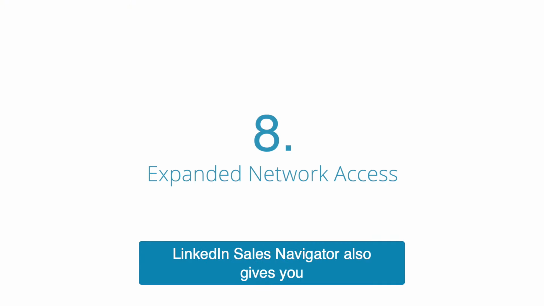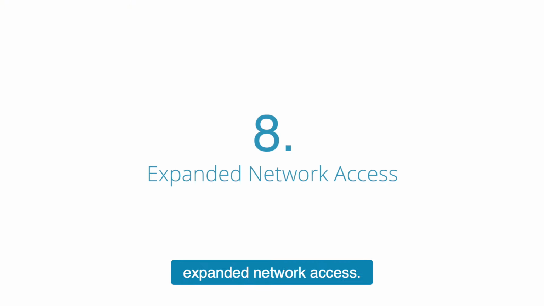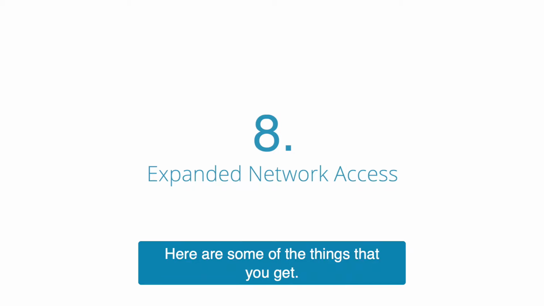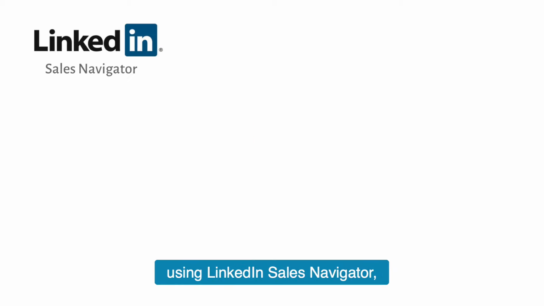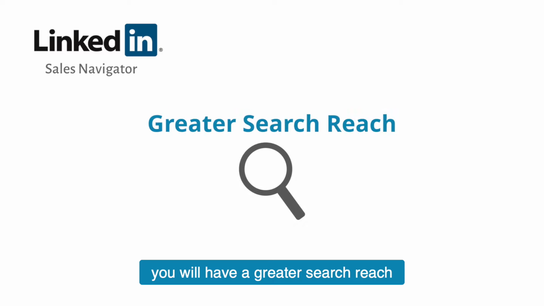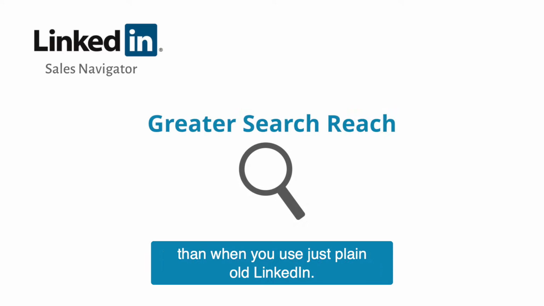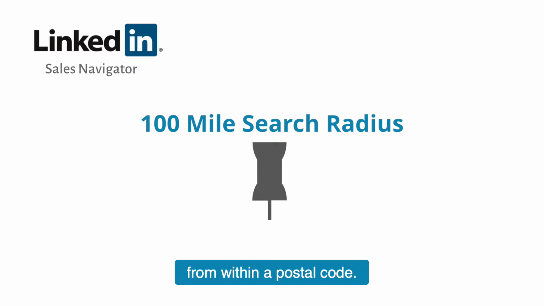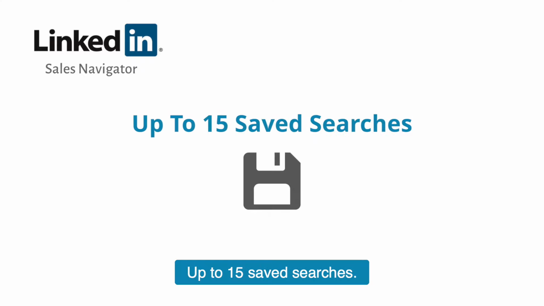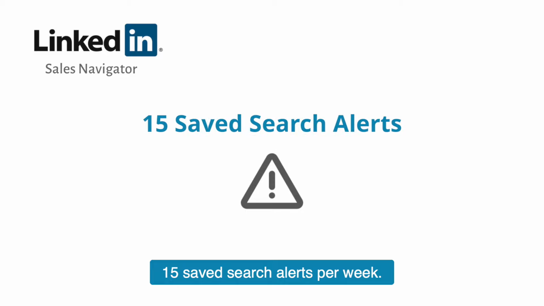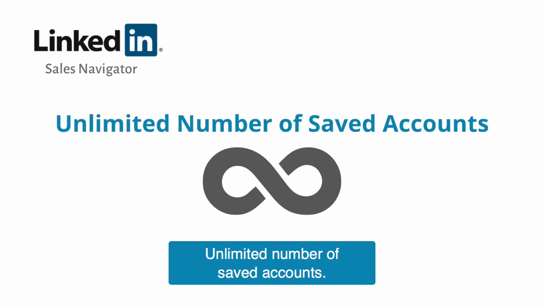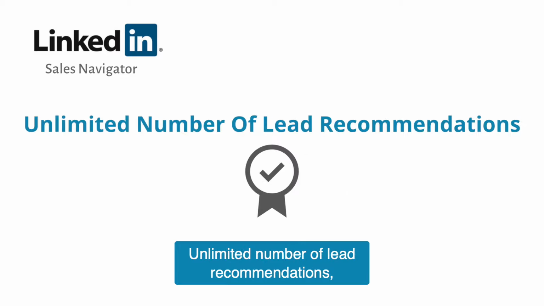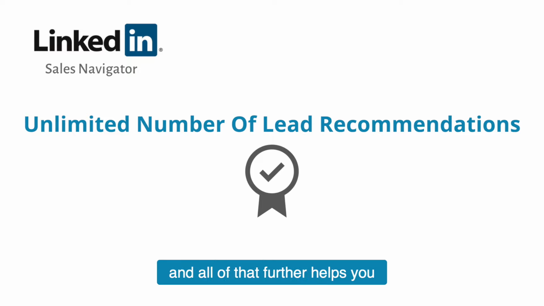LinkedIn Sales Navigator also gives you expanded network access. Here are some of the things that you get. When you search for prospects using LinkedIn Sales Navigator, you'll have a greater search reach than when you use just plain old LinkedIn. You'll have a 100-mile search radius from within a postal code, up to 15 saved searches, 15 saved search alerts per week, unlimited number of saved accounts, unlimited number of lead recommendations, and all of that further helps you find the right prospects.